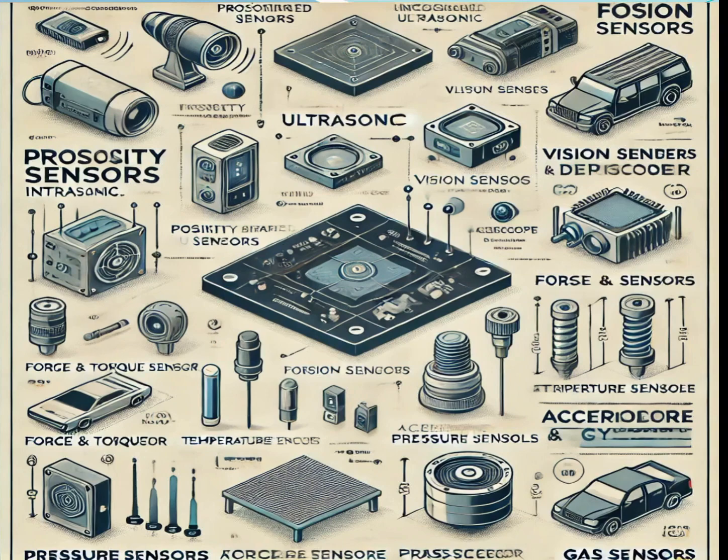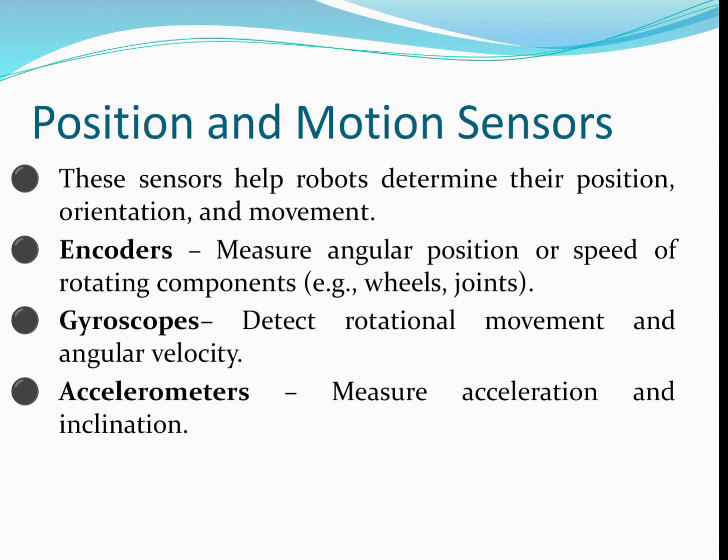Now let us see different types of sensors. Sensors can be classified based on various criteria such as physical quantities they measure, their working principle, their mode of operation, and their application.